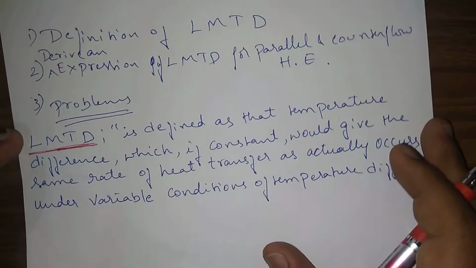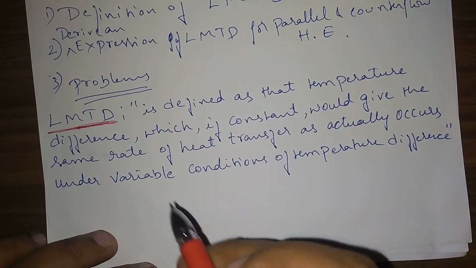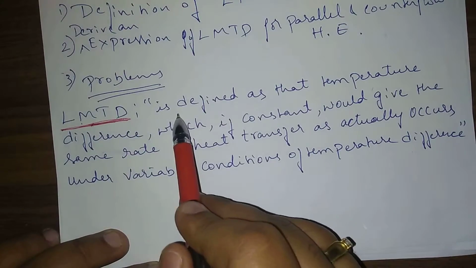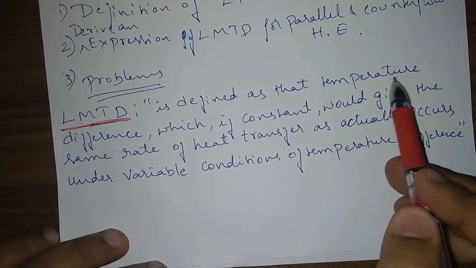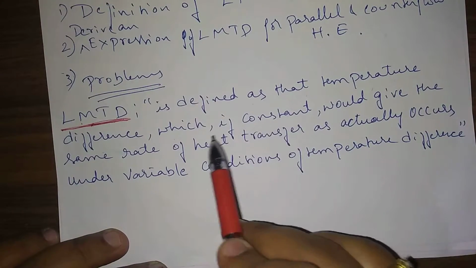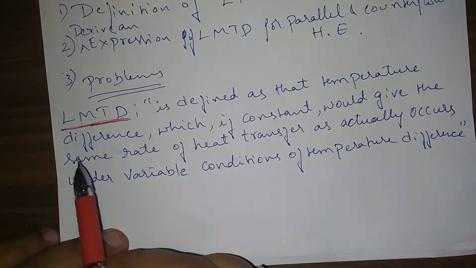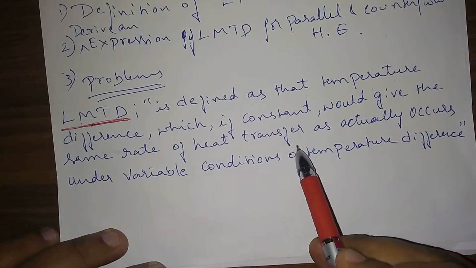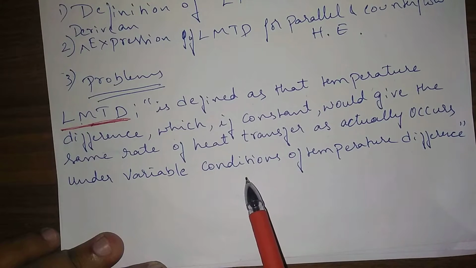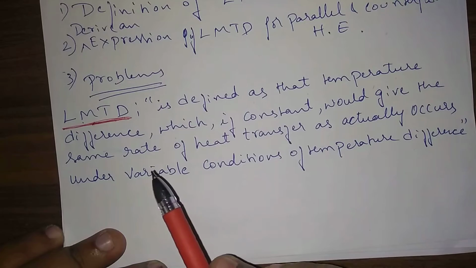Logarithmic mean temperature difference can be explained like this. The definition of LMTD goes on like this. Logarithmic mean temperature difference is defined as that temperature difference which, if it is maintained constant, would give the same rate of heat transfer as actually occurs under variable conditions of temperature difference. So that is what is called LMTD.